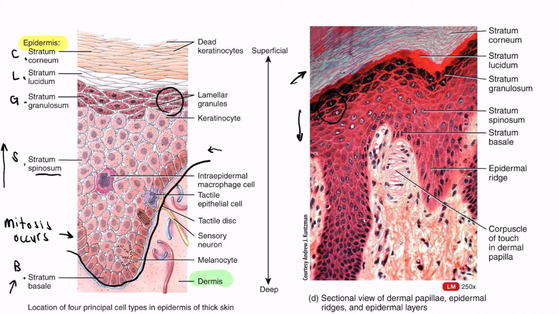Superficial to the stratum granulosum, we have a layer, the stratum lucidum, that is only present in thick skin. So again, that is the palms of your hands and the soles of your feet, the heels of your feet. And it's a pretty thin layer, maybe only about five or six layers there.